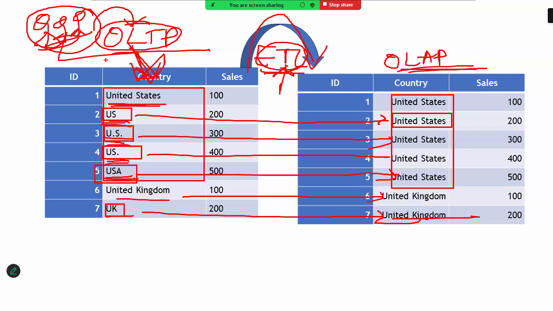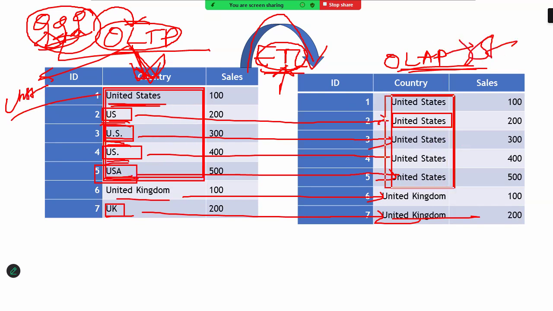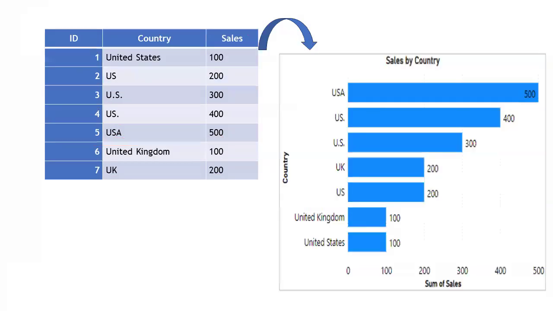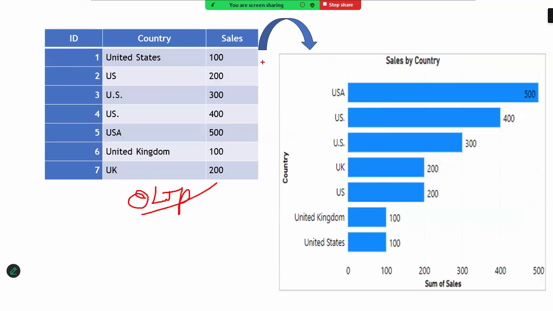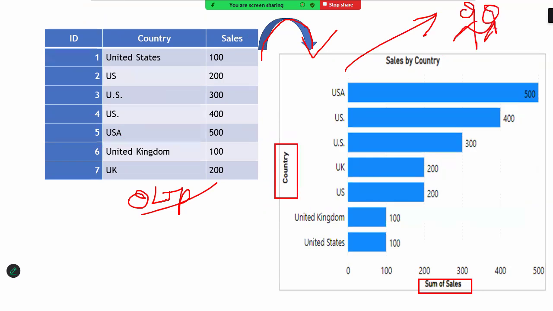Now, this OLTP has unstructured data. How am I telling it is unstructured? It has different formats. OLAP has structured data. How am I telling it is structured? It is in the same format. Now see what the problem is. Now I am just going to the next slide. This is the OLTP table. Using the OLTP, I'm creating the visual. I'm trying to show country-wise sales, guys. When I share this visual with my company people, they said this visual is wrong.